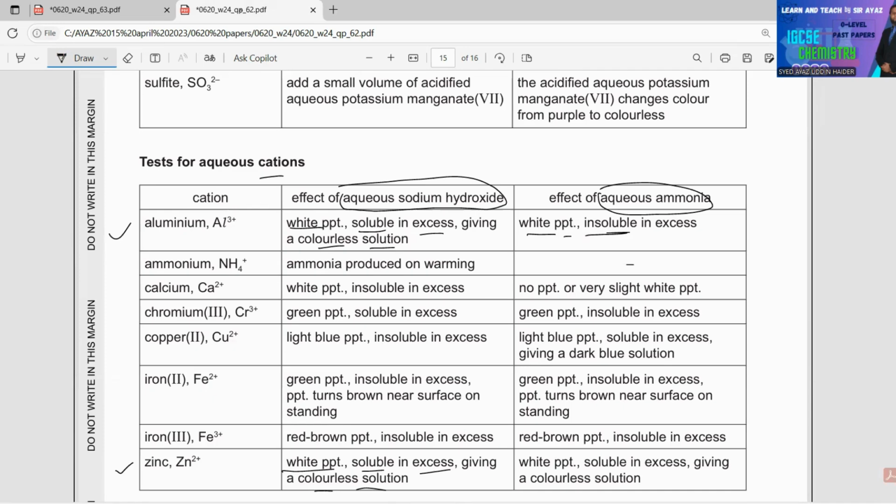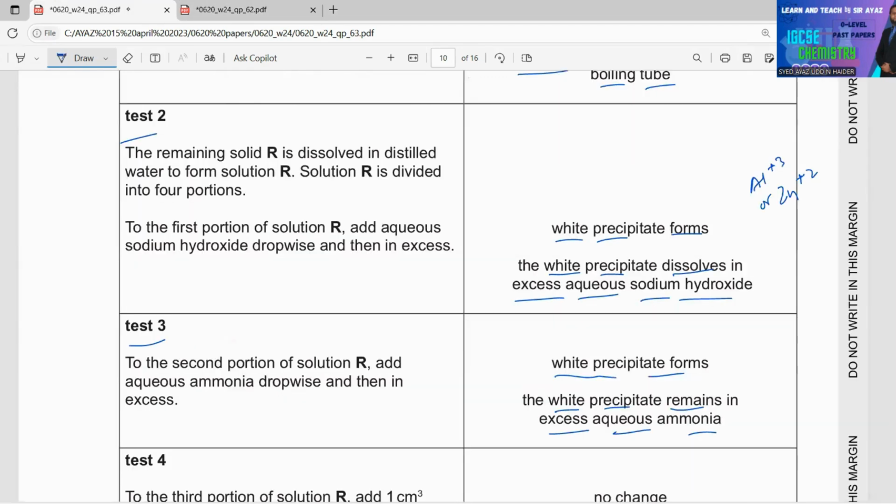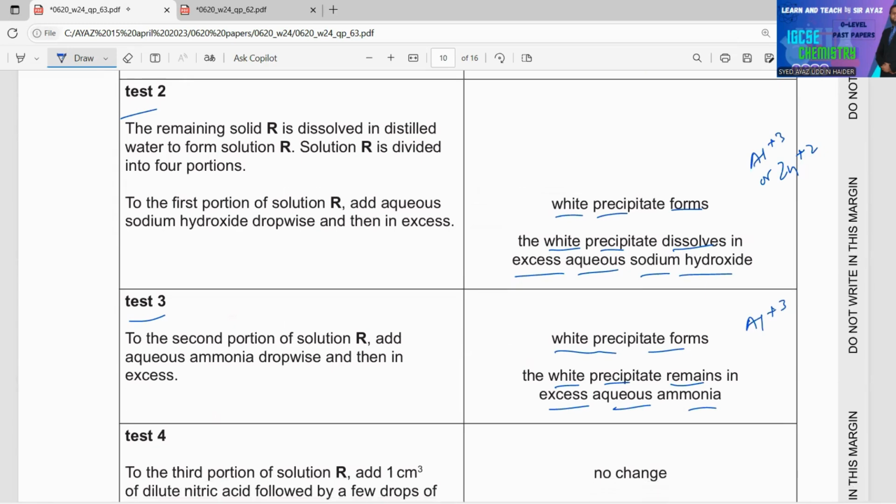It can't be Zn2+ because the white precipitate formed by Zn2+ will be soluble in excess, giving a colorless solution. So there's Al3+ ion. Moving to next test.